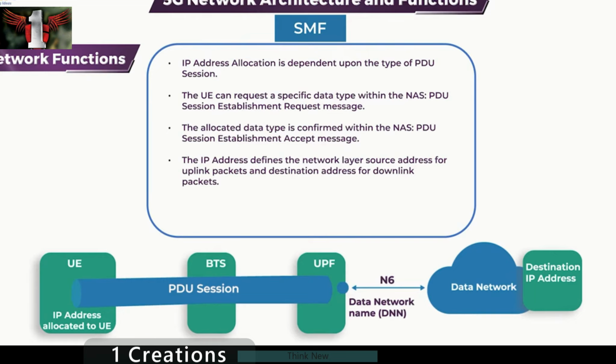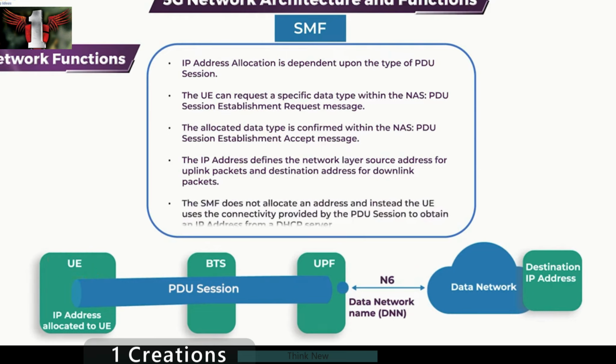The 3GPP specifications also allow the UE to request the use of Dynamic Host Configuration Protocol, DHCP, to obtain an IP address. In this case, the SMF does not allocate an address, and instead the UE uses the connectivity provided by the PDU session to obtain an IP address from a DHCP server.